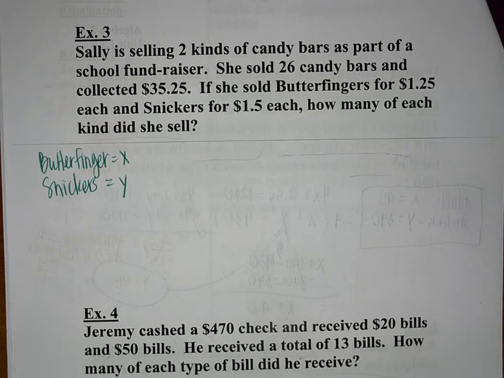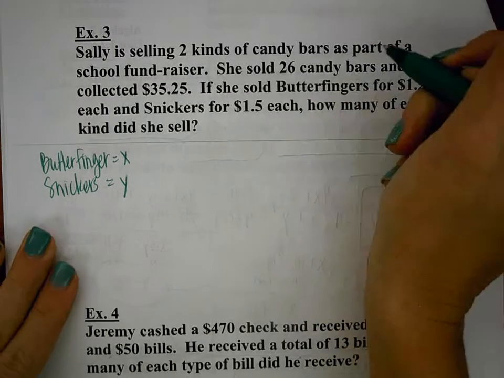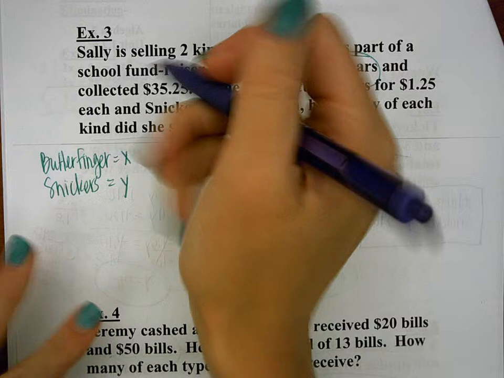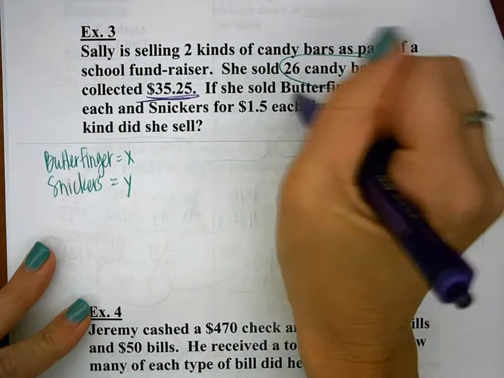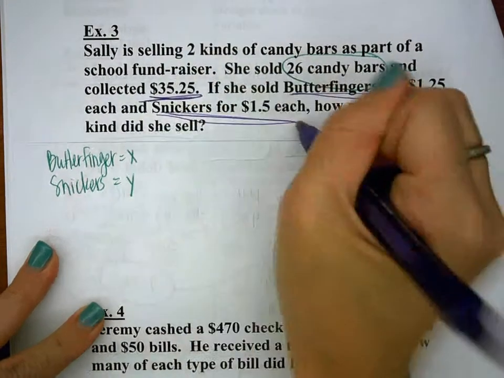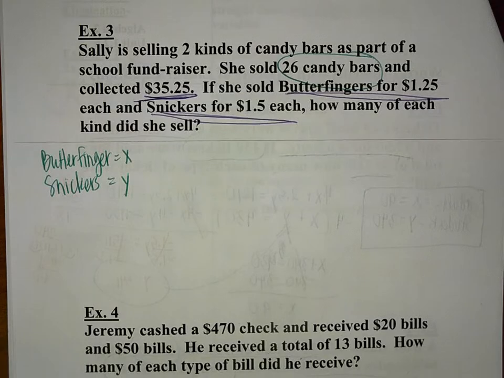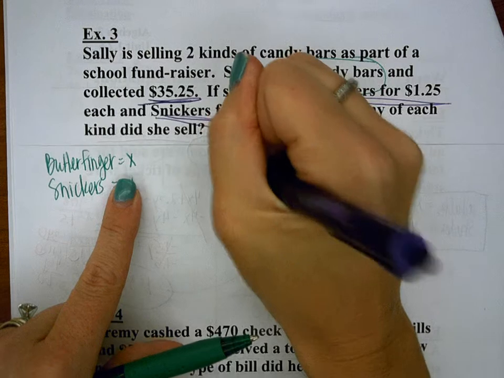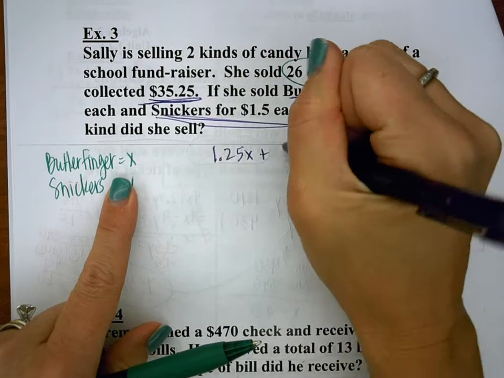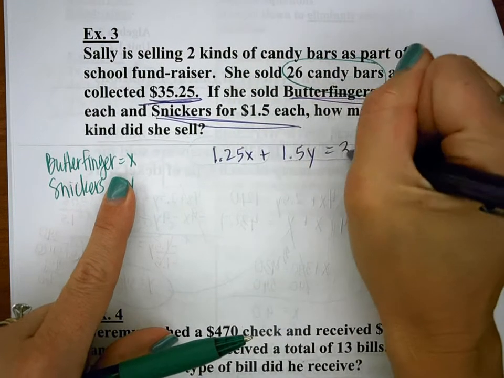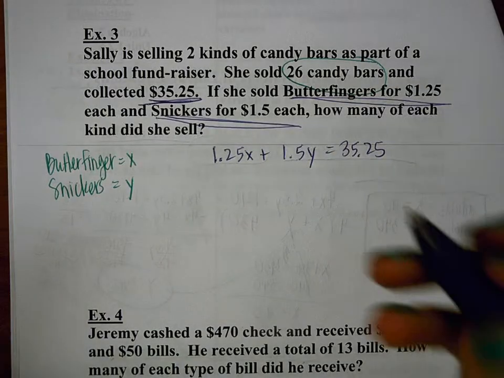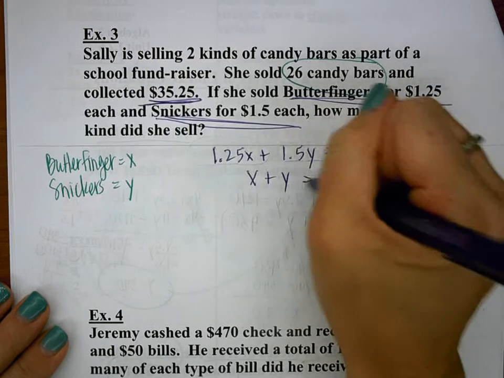All right, so it looks like most of you got it. Your two equations: there were 26 candy bars for a total of $35.25. Butterfingers were $1.25, Snickers were $1.50. So you wrote your money equation as 1.25x plus 1.5y equals 35.25, and the equation with just the candy bars, no money, was x plus y equals 26.